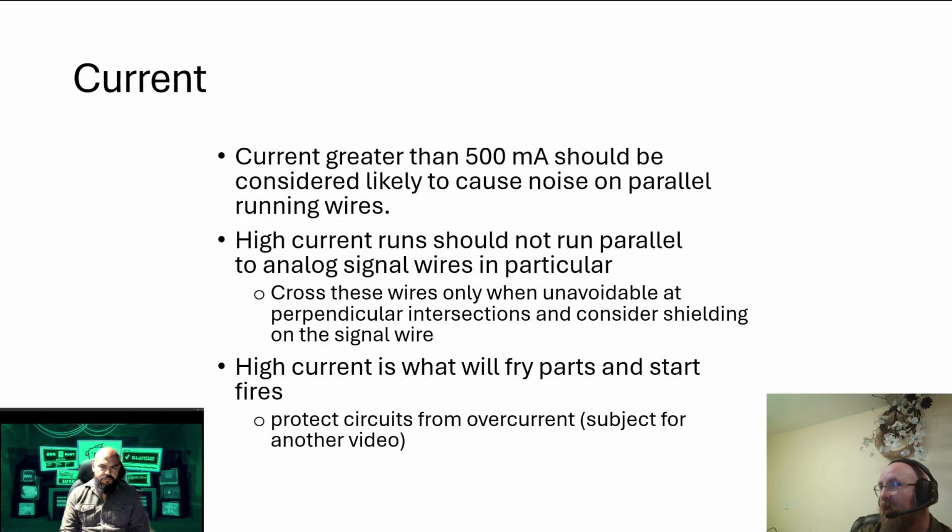Now, high current. That's the next topic here, and as it states in the slide, it will fry parts and start fires. Definitely something to keep in mind. Current can become an issue if things aren't protected properly from overcurrent. Protection from overcurrent is going to be a subject of another video, where we'll dig a lot further into that. We just want to mention it here when we're talking signal versus power.